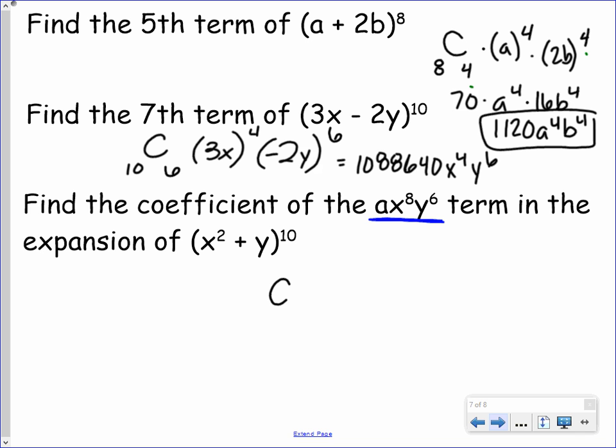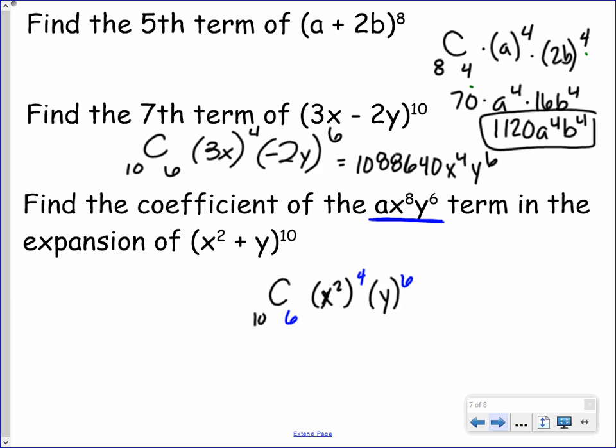I want to do a combination of my power, 10 choose something. I'm going to do my first term, which is x squared raised to something, and also y raised to something, and then try to connect the dots. In order to get y to the 6th, what must this y be raised to? Must be a 6. And in order for them to be the same as the combination, then I can plug in my 6 right there. And I know that these exponents have to add up to 10, so this one must be 4.